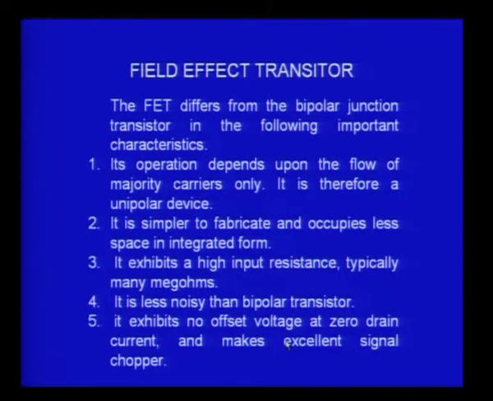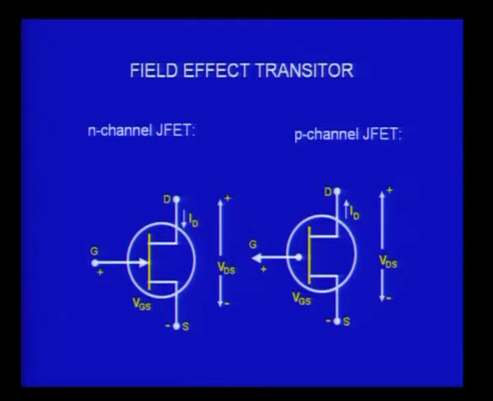It is less noisy than a bipolar transistor, and it exhibits no offset voltage at zero drain current and makes an excellent signal chopper. These are more advanced applications, but let us try to see the circuit symbol of the JFET. There are two types again, just as in BJT you can have an NPN transistor or a PNP transistor. In the same way you can have two transistors here: one is called the N channel field effect transistor, the other is called the P channel field effect transistor.